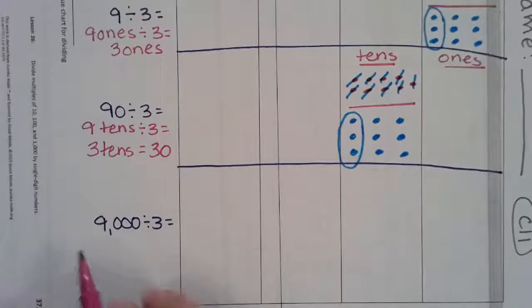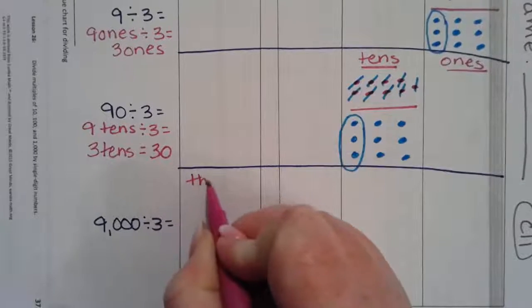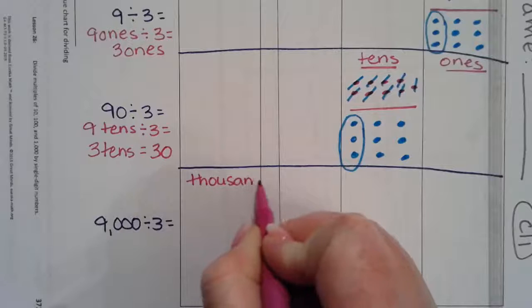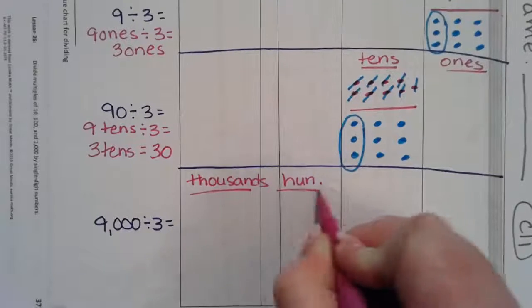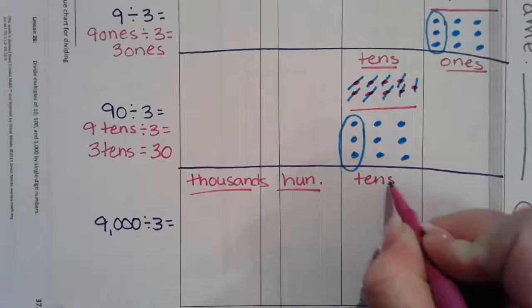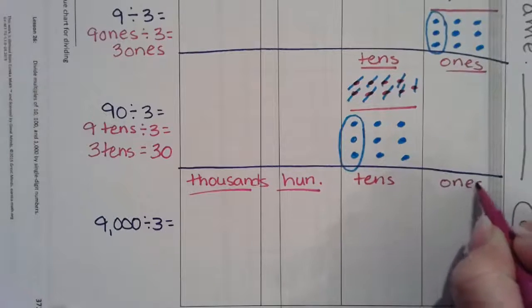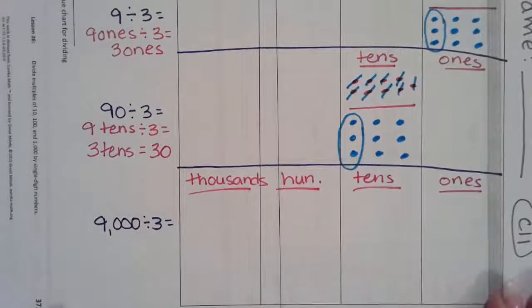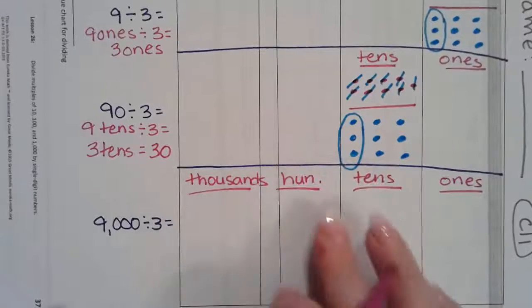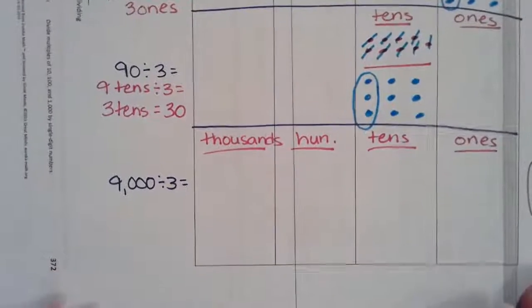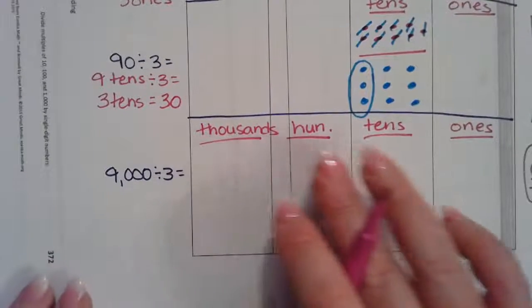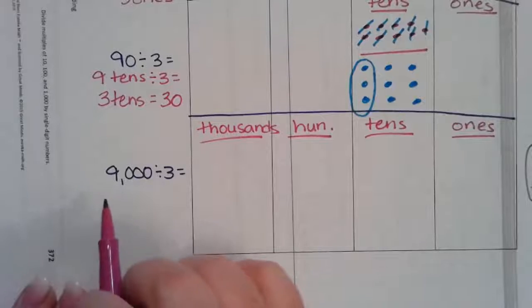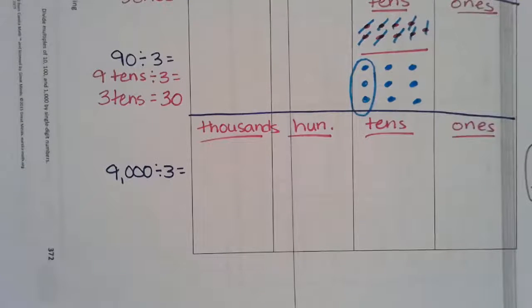Alright, this time we have 9,000 divided by 3, and here I will label these. I'm going to abbreviate so that you guys can keep up. Alright, I'm sorry for this random line that copied on your paper. I'm not really sure what was going on with the copier, but here we go. So we have our thousands, hundreds, tens, and ones. This time I have 9,000 divided by 3.